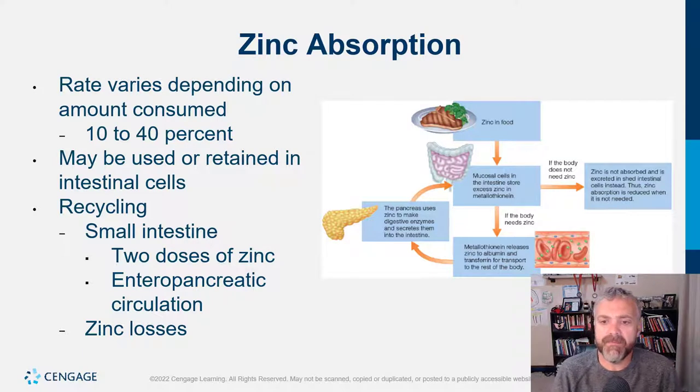So let's look at it. You take zinc from your food. The mucosal cells in the intestine will store the excess zinc in what's called metallothionein. And then if the zinc is needed, it will be released into the transporters in your blood, which are albumin and transferrin, albumin being the big one there, and transported throughout your body to the pancreas, where the pancreas will use zinc to make digestive enzymes and squirt it into the gut. So it'll actually get dumped back into the gut. And then if needed, it will be reabsorbed. That's that enteropancreatic circulation. If your body does not need the zinc, then it just stays in those intestinal cells. Remember, every 3 to 5 days, those cells are sloughed off, and those excess minerals will be lost.